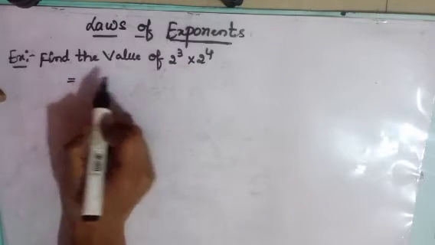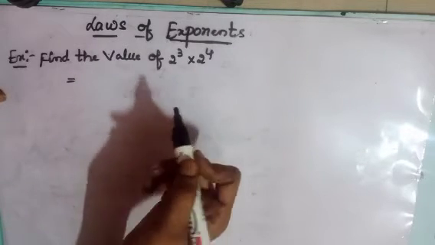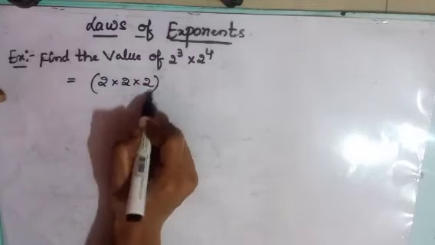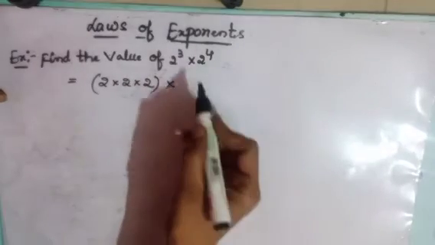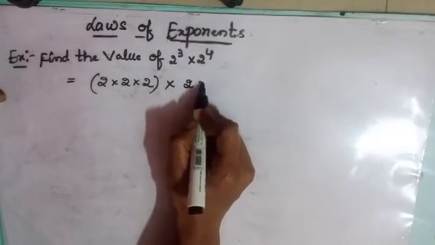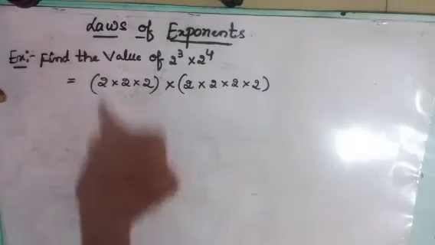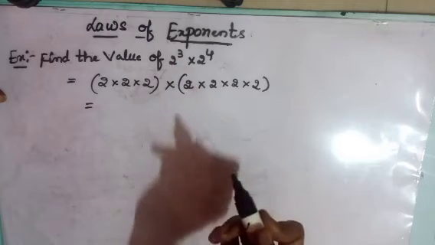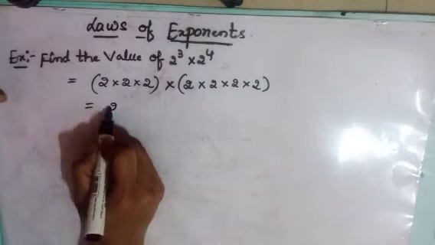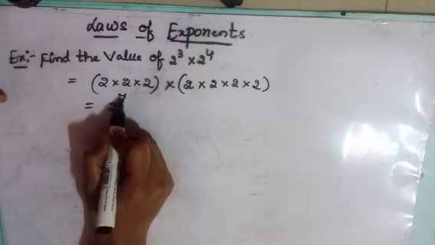So you all know that 2 to the power of 3 means 2 is multiplied how many times? 2 is multiplied 3 times. That is 2 into 2 into 2. The same way 2 to the power of 4 means 2 is multiplied 4 times. That is 2 into 2 into 2 into 2. Totally 2 is multiplied how many times? 1, 2, 3, 4, 5, 6, 7. So 2 is multiplied 7 times. That we'll write in the exponential form, that is 2 to the power of 7.